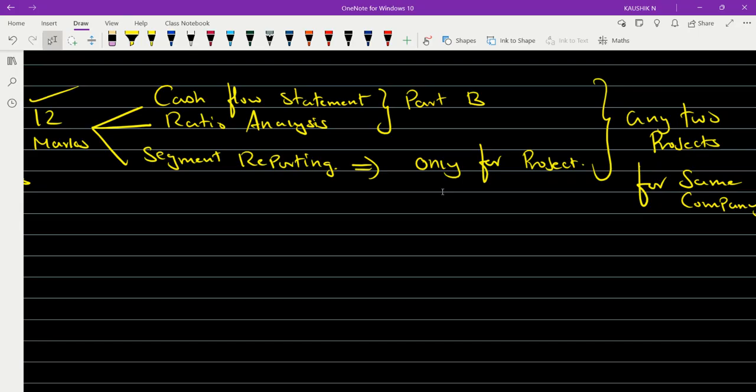Why I'm insisting on this is that there are some specific schools, again I don't want to name the school, which are compelling the student to do segment reporting, even though it is not there in the syllabus. Project work segment is compulsory, and then they are making cash flow compulsory, or they are making ratio compulsory. That means they are not giving the options as given by CBSE. They want their work to be implemented through students.